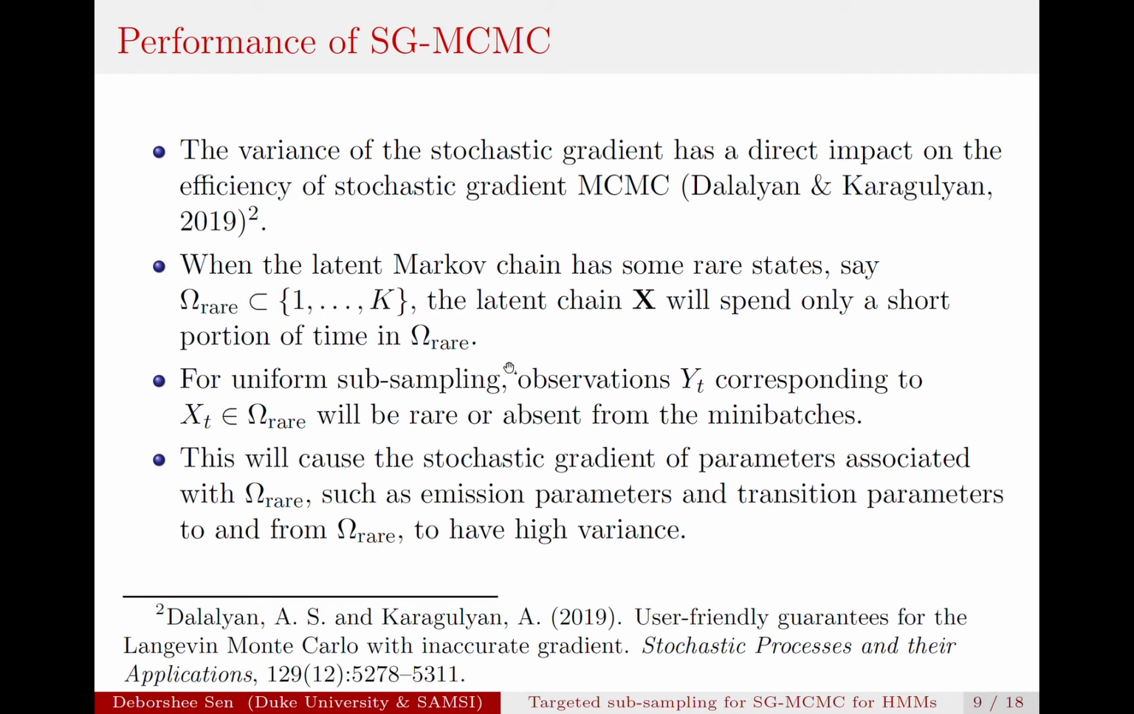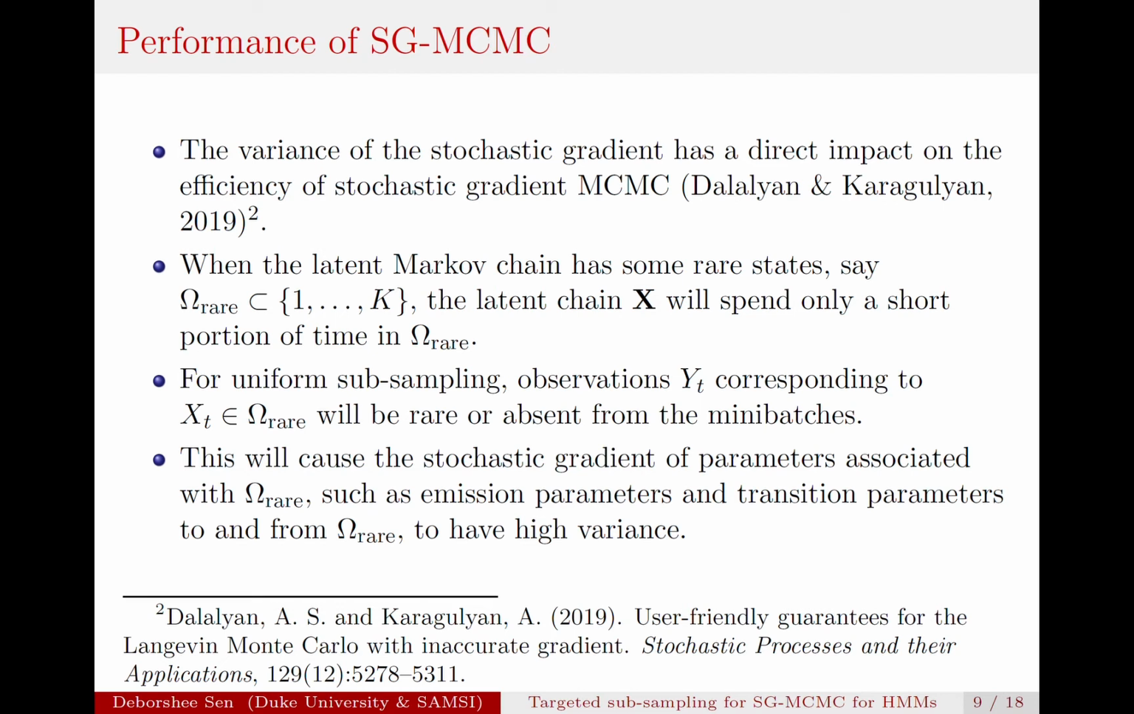So if you do uniform subsampling, what's going to happen is you're not going to pick many observations corresponding to the rare latent states. So essentially, observations corresponding to rare latent states are going to be absent or very rare in the mini batches, which essentially means that you're not going to really get much information about these rare latent states.